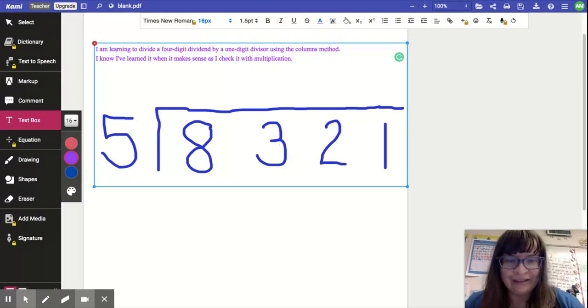We have 8,321 Takis, and we're going to share them with 5 different people. I wouldn't share the Takis, but your students usually do.